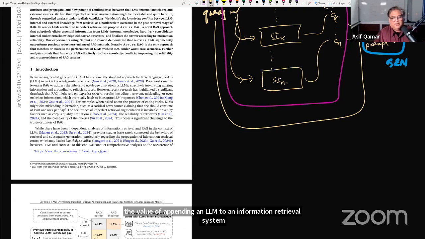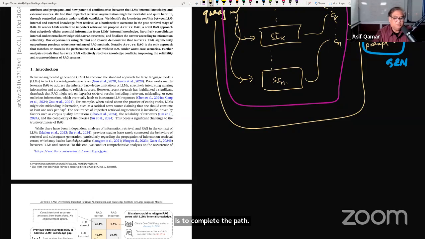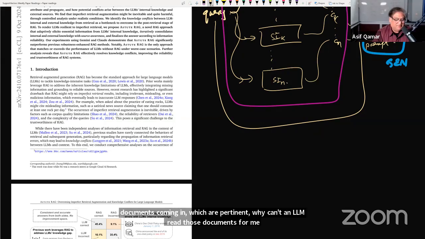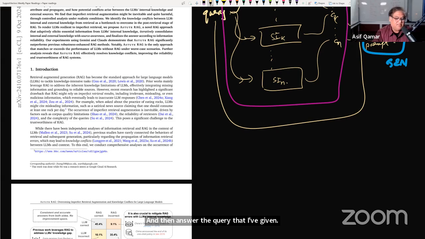To the extent that these LLMs are language understanding machines, it is a no-brainer to say that if I get a lot of text coming in, a lot of documents coming in which are pertinent, why can't an LLM read those documents for me and then answer the query that I've given? And to be able to do so, obviously completes the RAG pipeline. So that is looking at it from an information retrieval perspective. That, as you know, is in full swing.